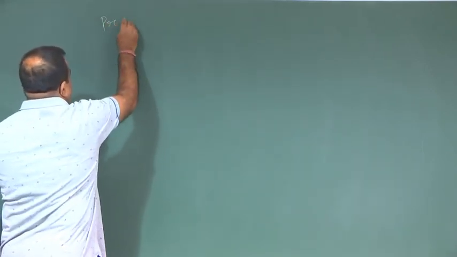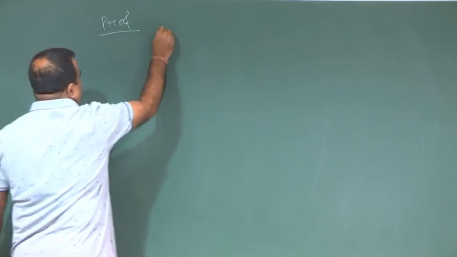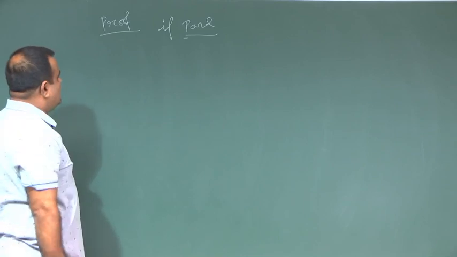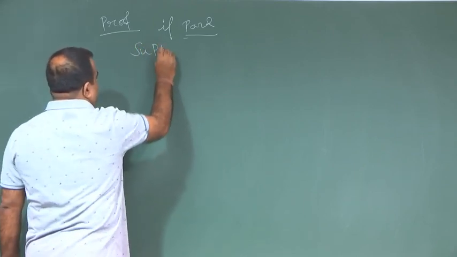Okay, so here is the proof. First is the only if part. So, suppose H is a normal subgroup.